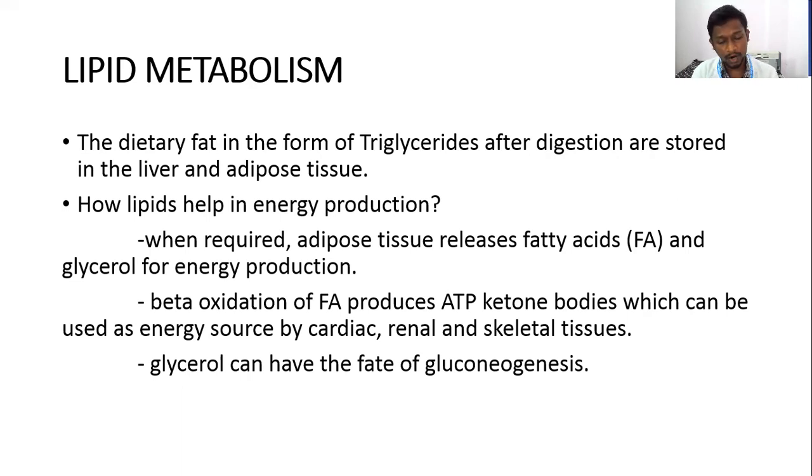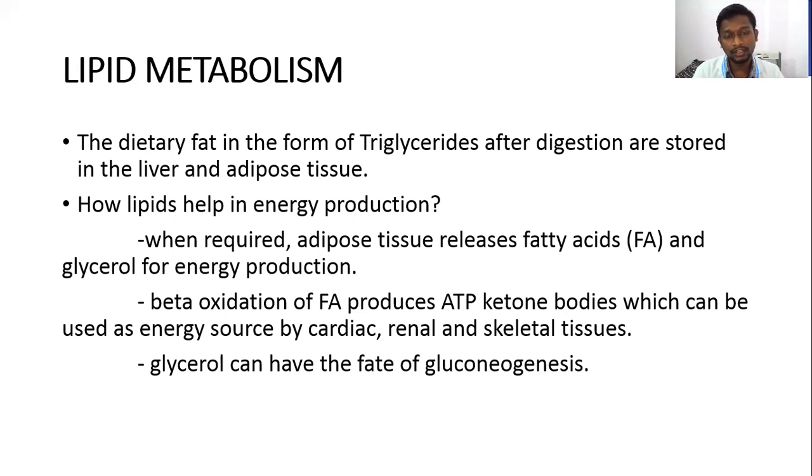But whenever the body requires energy, whenever the patient is undergoing a surgery or under trauma or is exercising, the body would mobilize the fatty acids back from the adipose tissue into the liver for production of energy, that is gluconeogenesis. So how do lipids help in energy production? When required, adipose tissue releases fatty acids and glycerol for energy production. Again, this requires lipases, which break down the triglycerides into glycerol and fatty acids in the liver. Again, gluconeogenesis from that.